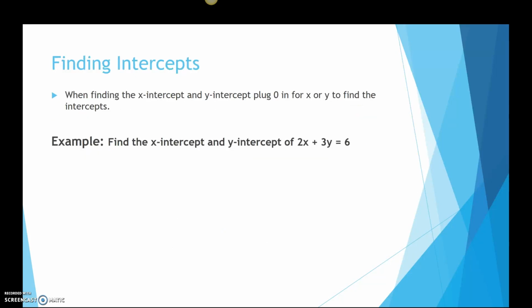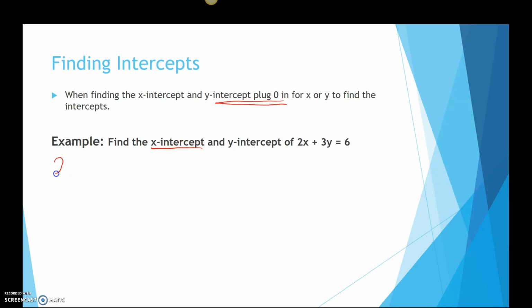So first example with finding our intercepts. When finding the x-intercept and y-intercept, you're going to be plugging in 0 for x or y to find the intercept they're looking for. This question wants us to find the x-intercept and y-intercept of 2x plus 3y equals 6. If I'm finding the x-intercept first, you're going to plug in 0 for x or y to solve the other. So to find my x-intercept first, I'm going to plug in 0 for y.